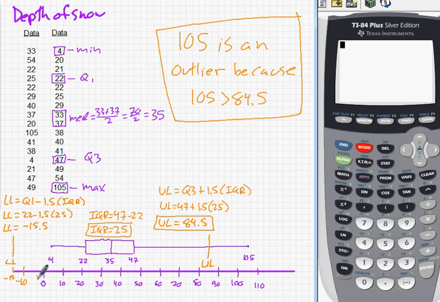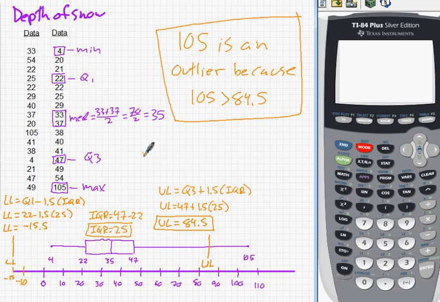Now, if we had a measurement of -10 or -20, can we have a negative amount of snow? No, that's impossible. So if for some reason we had a data point like that, we could identify it and go, wait, no, that's not even possible. So that should be thrown out. That must have been a malfunction of something or a mismeasurement. So that's how to identify outliers using a box whisker plot.